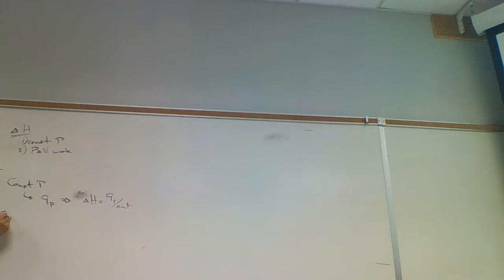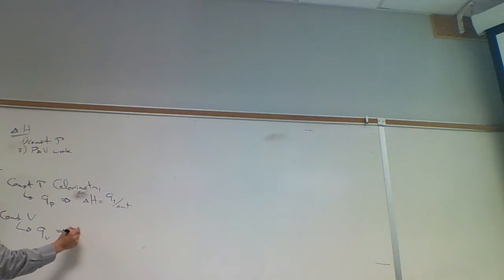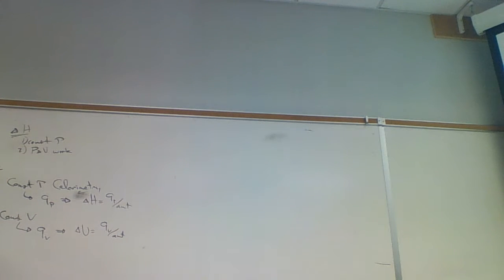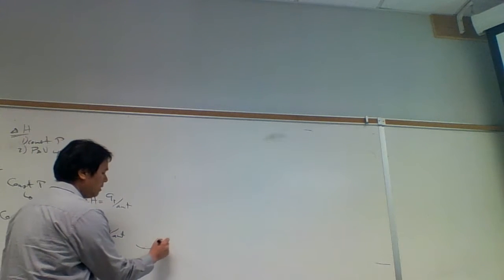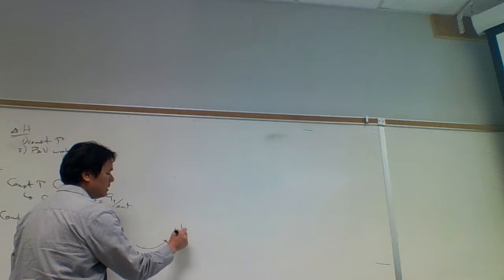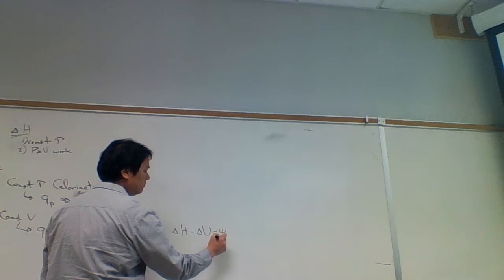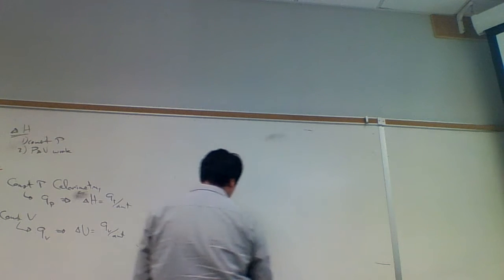Two, we could do constant volume calorimetry. If we do constant volume calorimetry, then what we're going to get is QV. QV does not give us delta H. QV gives us delta U. Delta U is going to be QV over the amount. But what we can do is we'll do a calculation, and that is delta H is just equal to the gross energy minus any work that was done. And then what we do with the work is you calculate this.